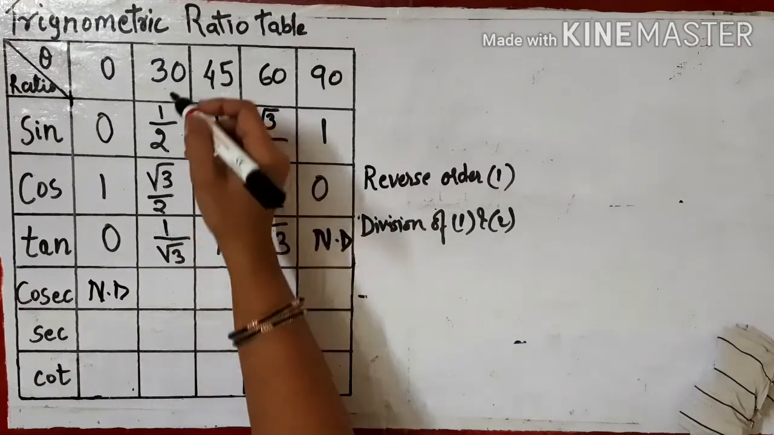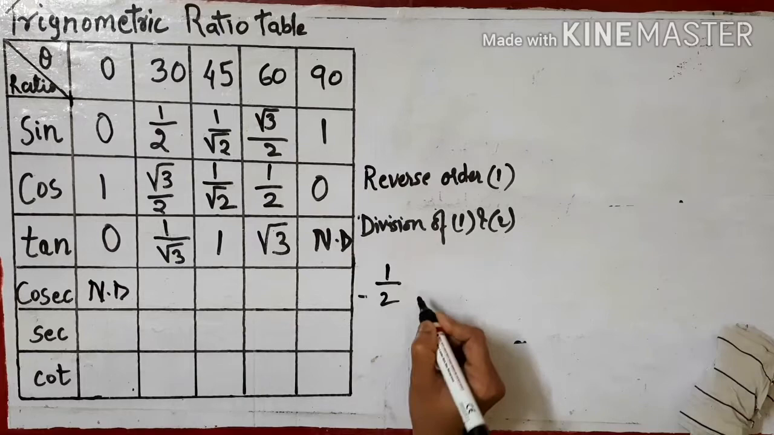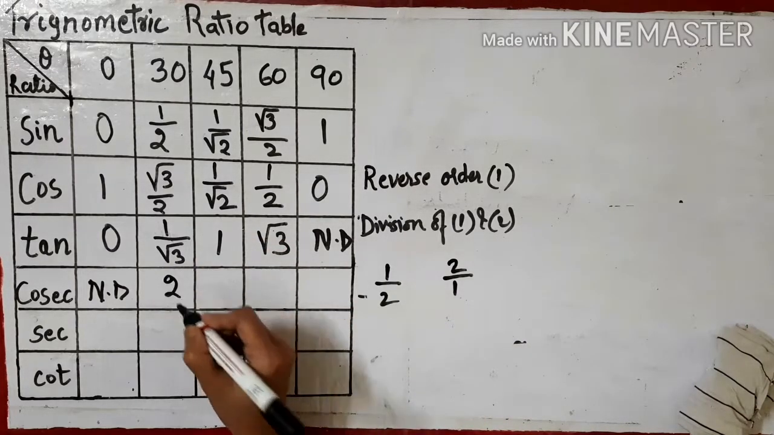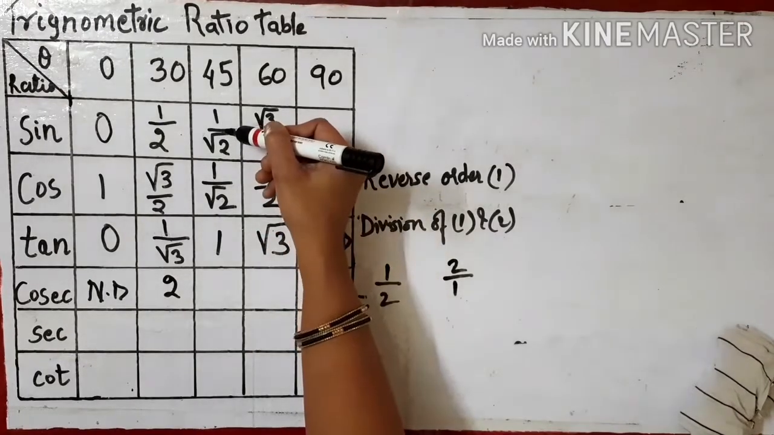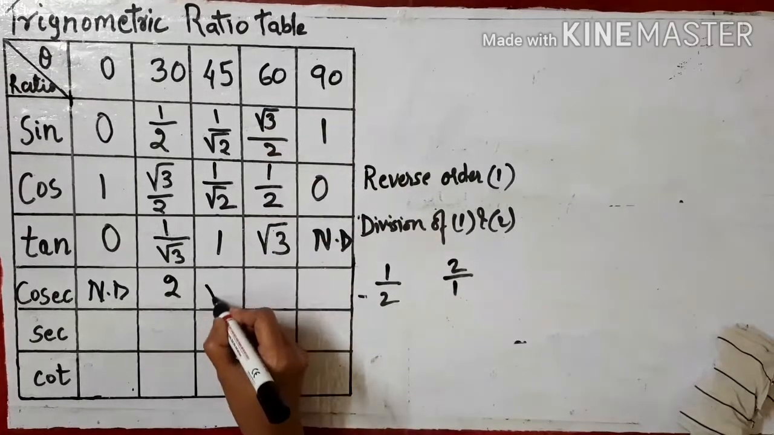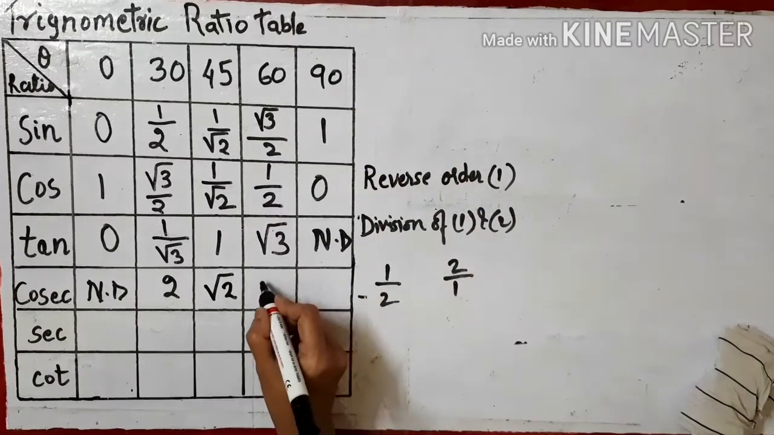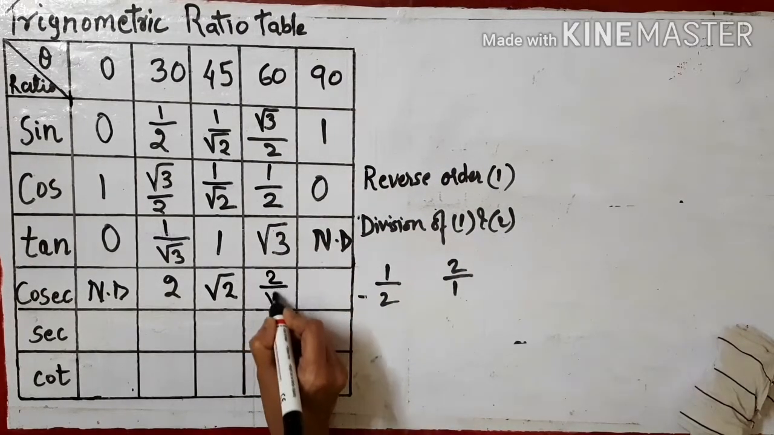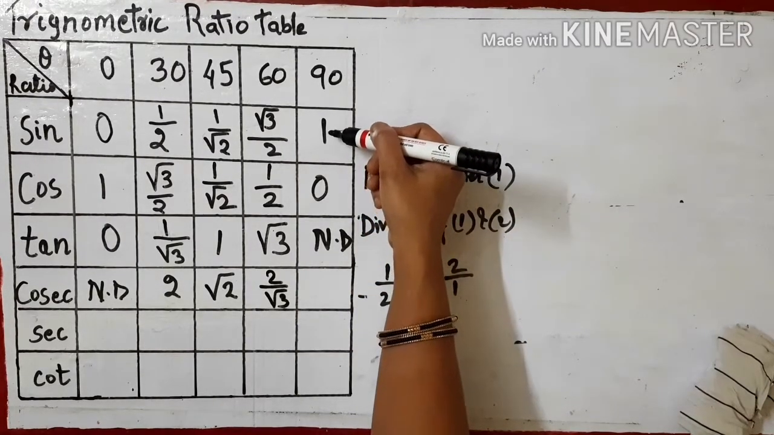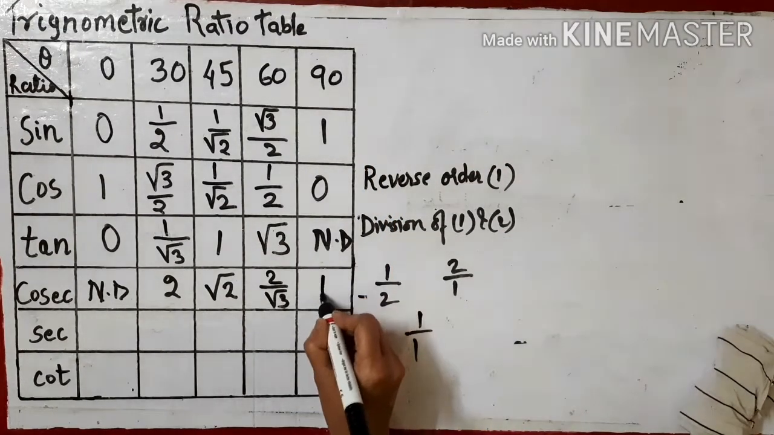Similarly, cosec of 30 will be reciprocal of sine. So it will be 1 upon 2. So reciprocal of sine will be 2 upon 1. So it will be 2. Similarly, cosec of 45 will be reciprocal of 1 upon root 2. So it will be root 2. Cosec of 60 will be 2 upon root 3. And cosec of 90 will be reciprocal of sin 90, that is 1 upon 1. So it will be 1.